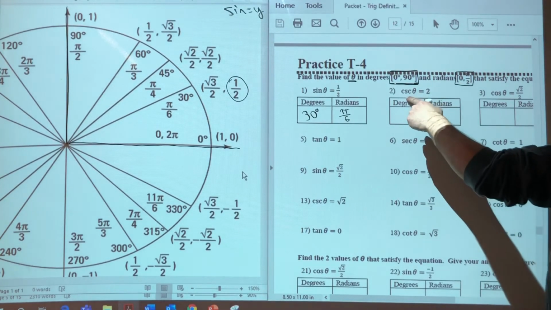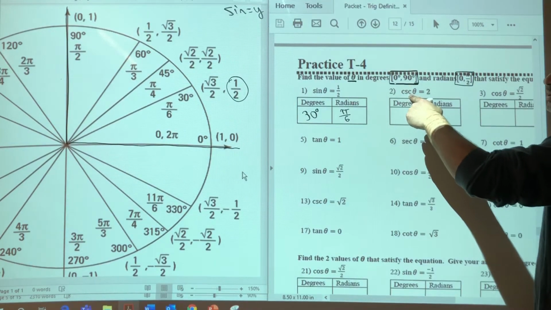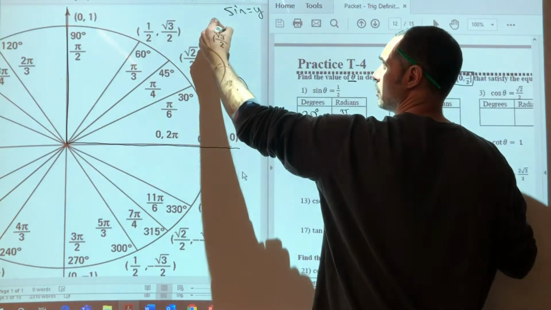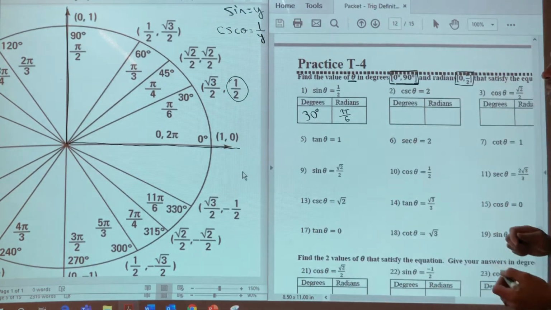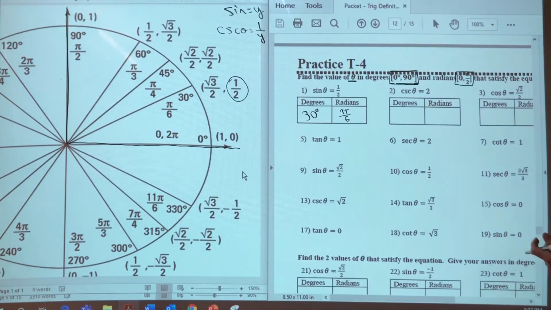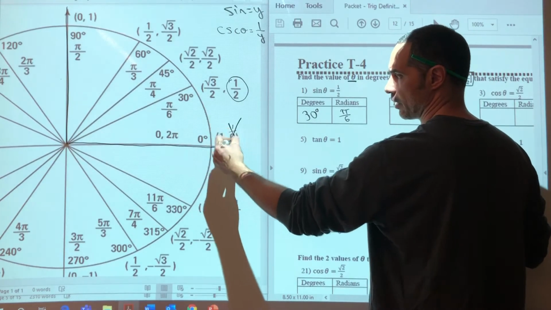So they're doing a similar thing here, cosecant. Remember, cosecant is the reciprocal of sine. So cosecant is 1 over y. So I want to know where 1 over y is equal to 2. Well, here we have 1 over 0. That's undefined, so that can't be it.